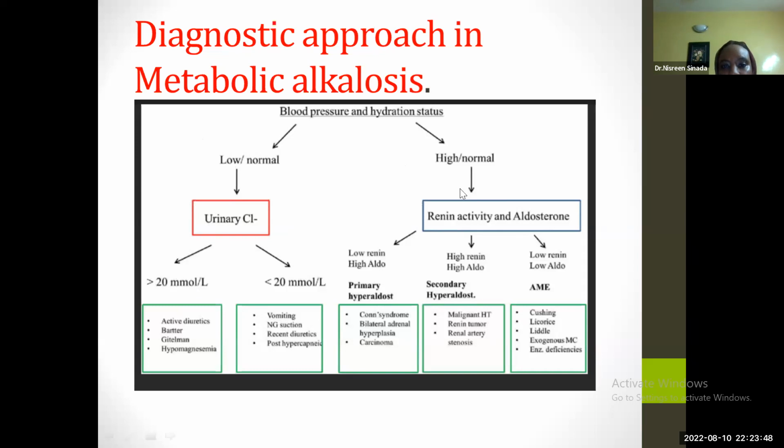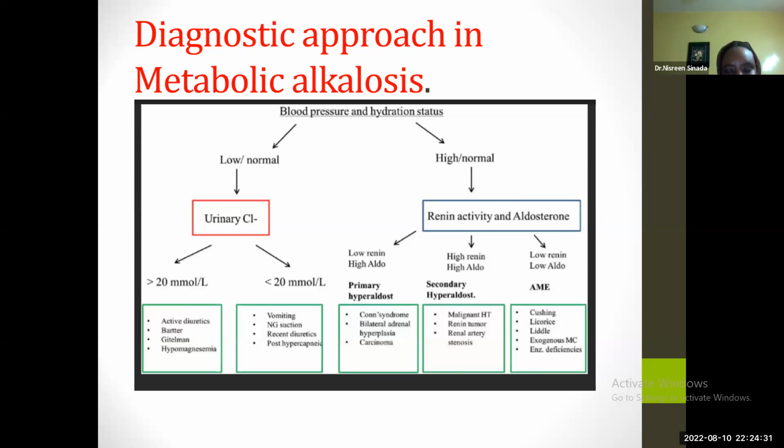And if the blood pressure is high, then at this time, if the renin activity is low and aldosterone is low, you think about aberrant mineralocorticoid excess like Cushing, licorice excess, Liddle syndrome, exogenous mineralocorticoids, and enzyme deficiencies. In secondary hyperaldosteronism, the aldosterone is high and the renin is high. Then you think about malignant hypertension, renin-producing tumor, and renal artery stenosis. With low renin and high aldosterone, you think about primary hyperaldosteronism like Conn syndrome, bilateral adrenal hyperplasia, and carcinoma.